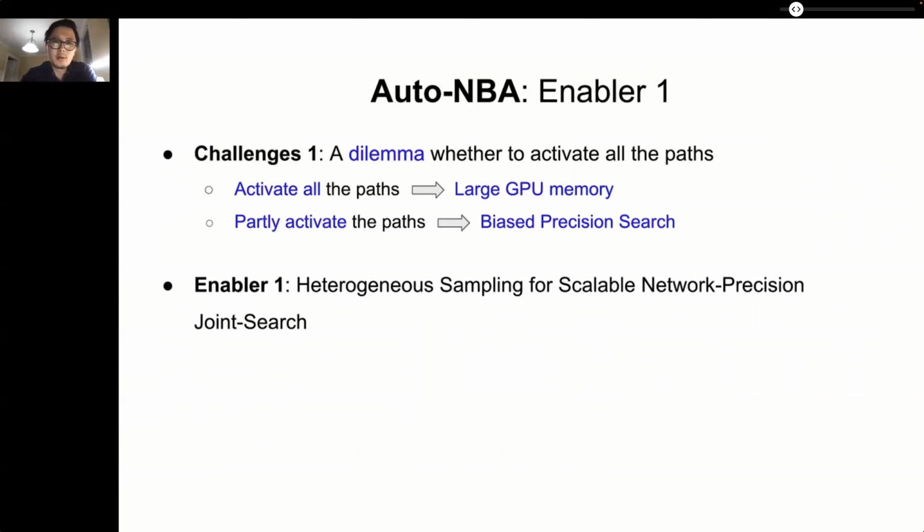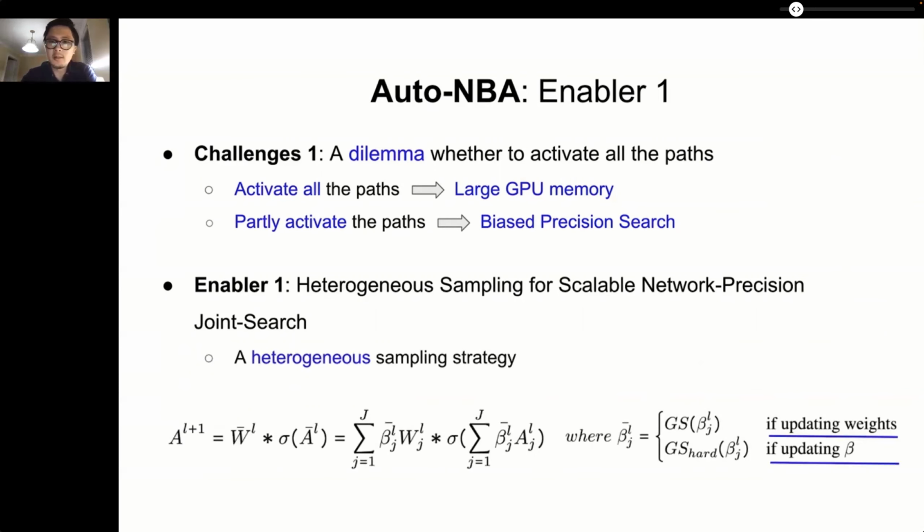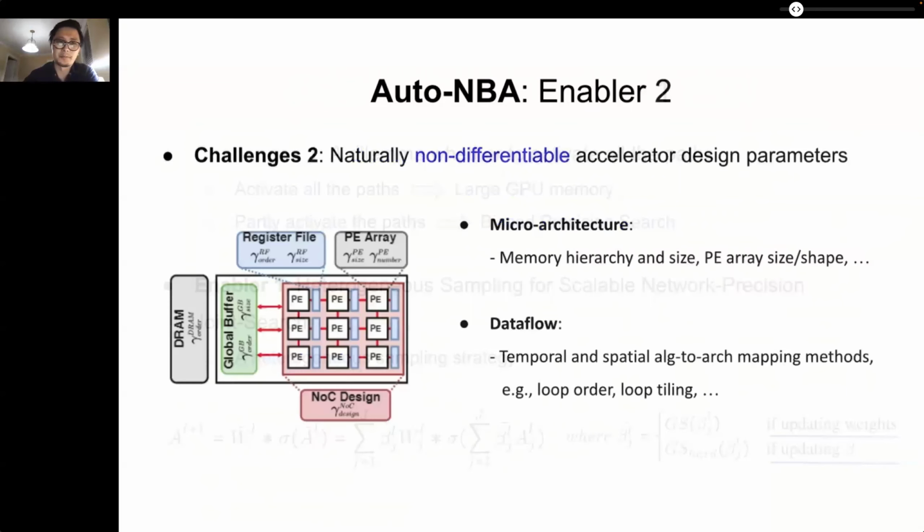To this end, we propose a strategy called heterogeneous sampling, namely we use Soft Max when updating weights omega for the network choices, and we use STE to save memory when calculating the gradients. To update beta, which is the precision choices, we use hard Soft Max, so only one hard choice is going to be activated. So when we introduce additional network choices, no additional memory will be introduced.